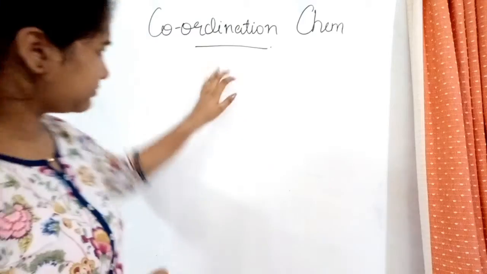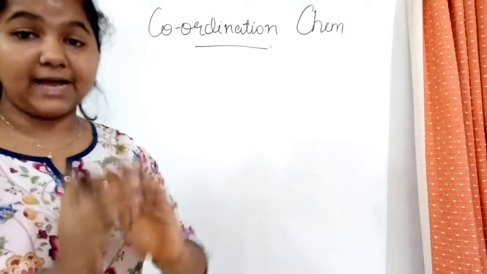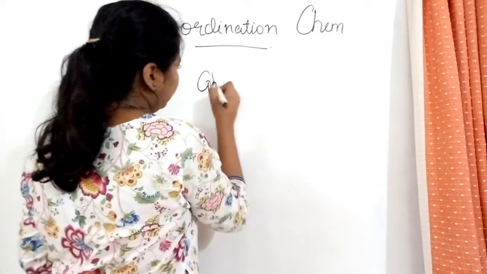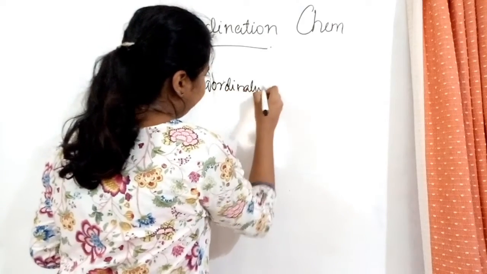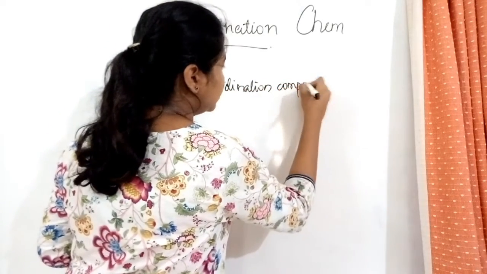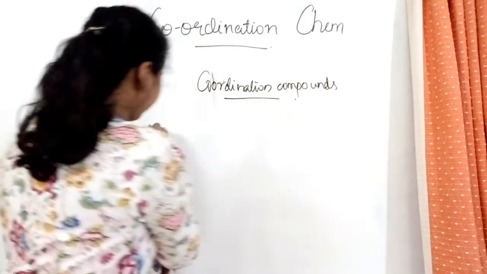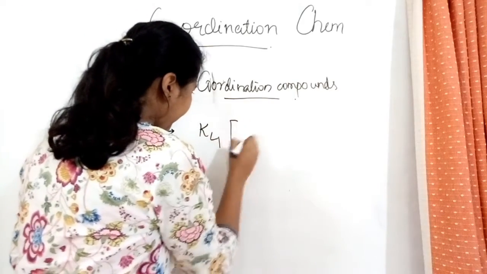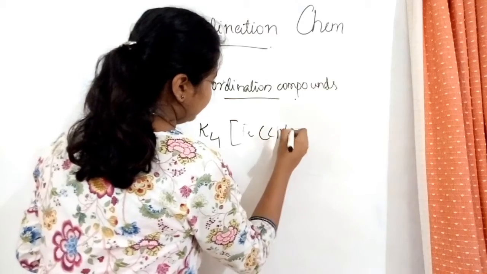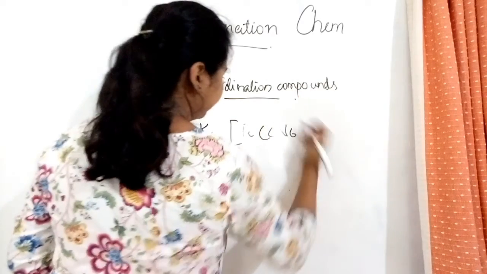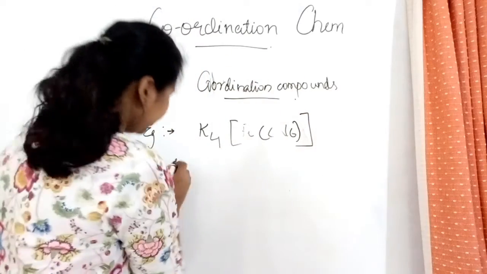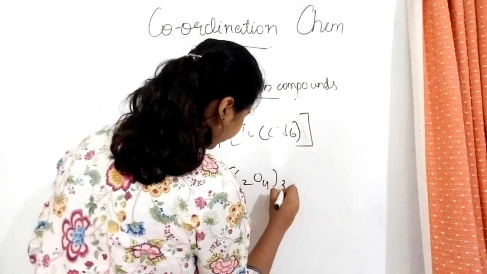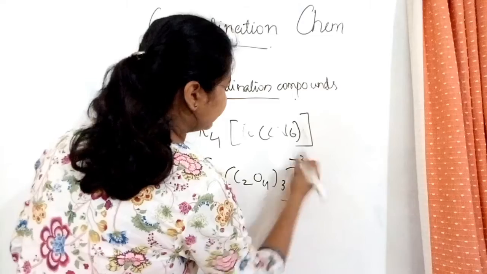So listen carefully. Now let's first take some examples of coordination compounds. Let's write coordination compounds. So let's take the examples. Example. The first one which we are going to write is K4[Fe(CN)6]. That is our first coordination compound. The second one is [Fe(C2O4)3] with charge 3 minus. Okay?